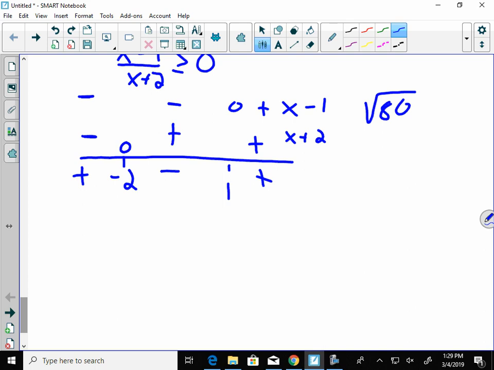Okay, so here is my negative sign. So X cannot be between negative 2 and 1, so once again.